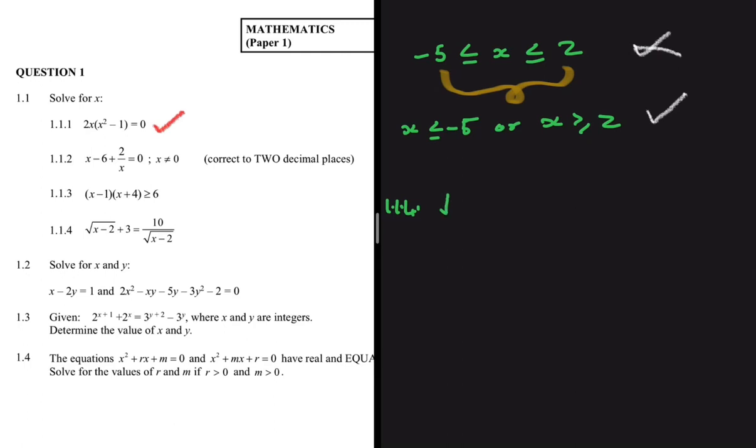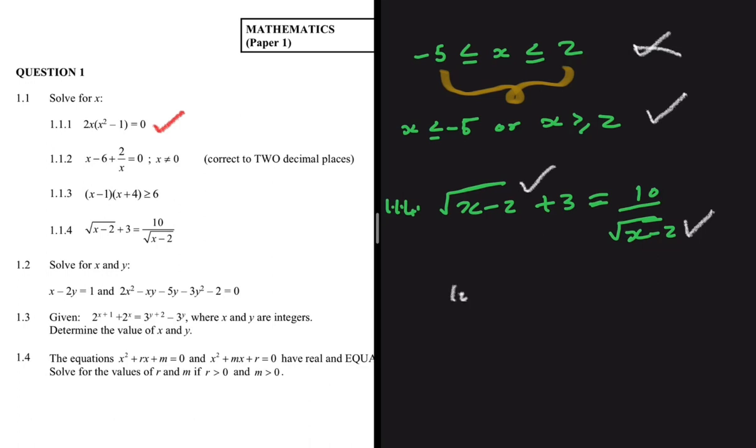1.1.4. We have the square root of x minus 2, plus 3, being equal to 10 divided by the square root of x minus 2. At this point, when I see a term repeating time after time, I'm already thinking I'm probably going to let this term be equal to k. Well, let's go ahead and try that out.